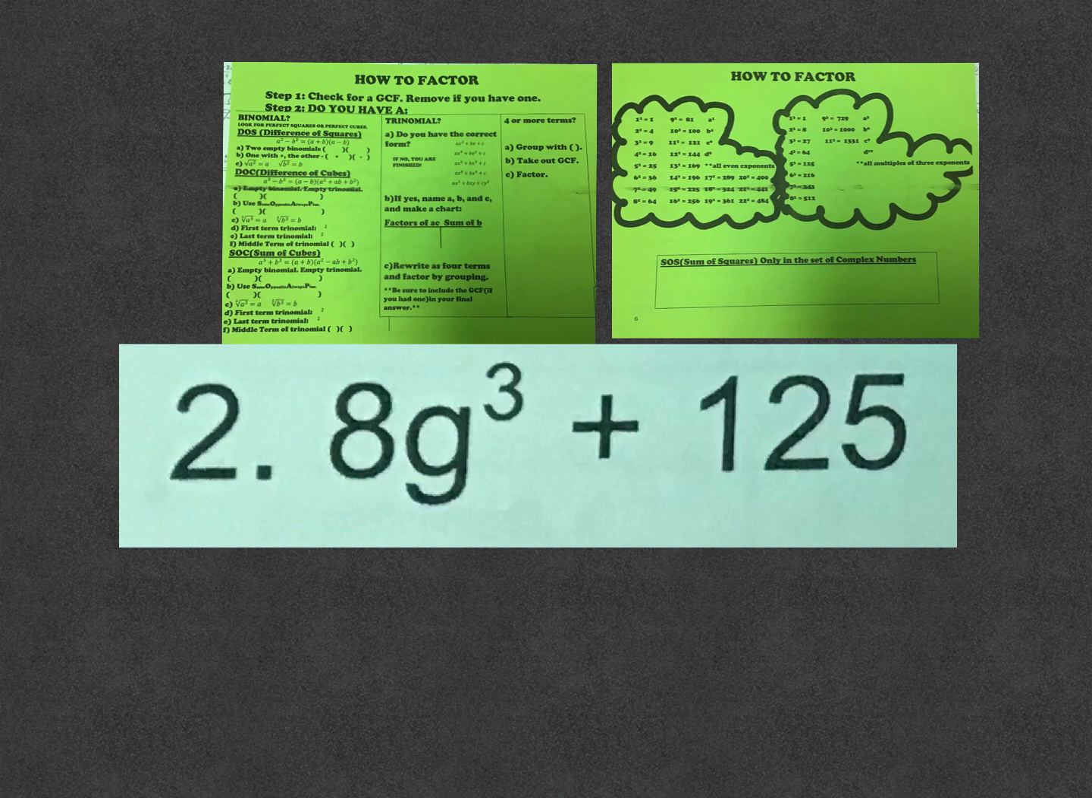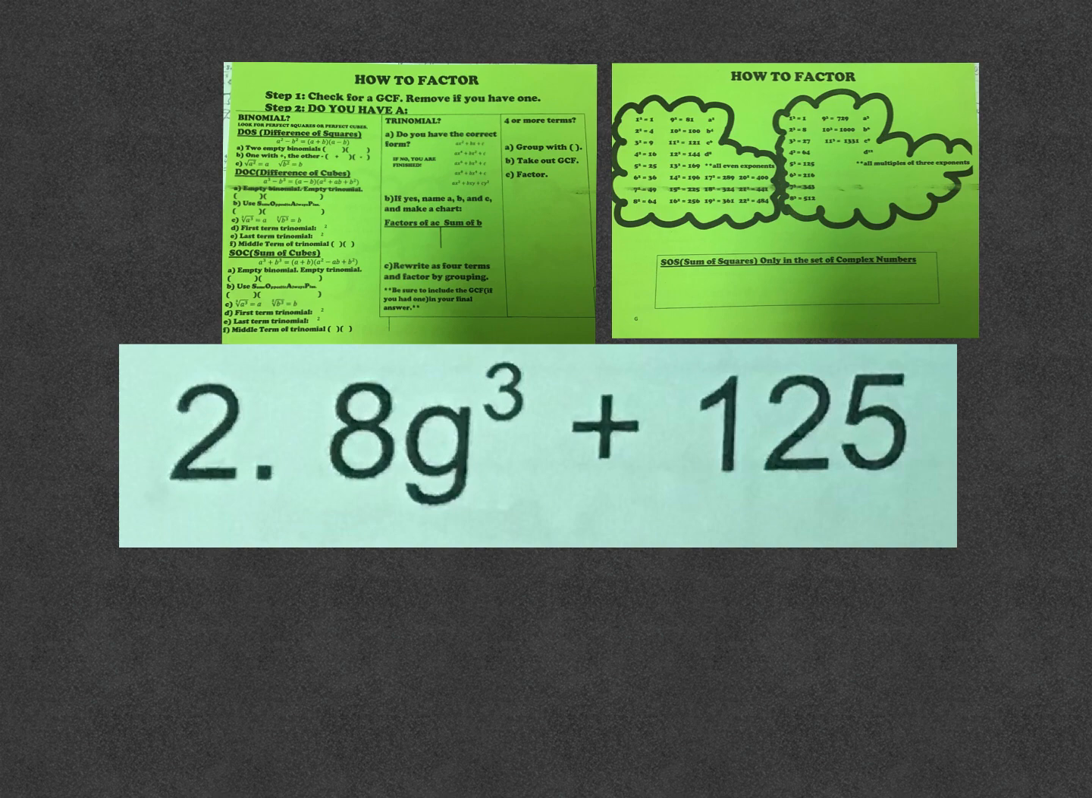So is this binomial a difference of squares? No, this is a cube, so it can't be a difference of squares. Is it a difference of cubes? No, this is addition, so it can't be a difference. So it's a sum. Are all of these things cubes? Look in your list over here. I see 8, I see 125, and I see a variable to the third power. So I do have a sum of cubes.